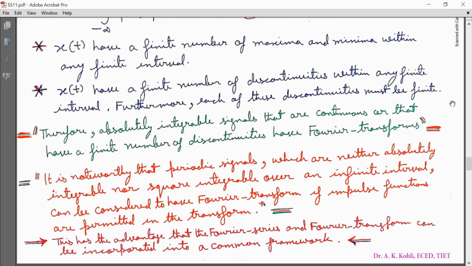Now, a noteworthy point. It is noteworthy that periodic signals, which are neither absolutely integrable nor square integrable over an infinite interval, can be considered to have a Fourier transform if impulse functions are permitted in the transform. This has the advantage that Fourier series and Fourier transform can be incorporated into a common framework.